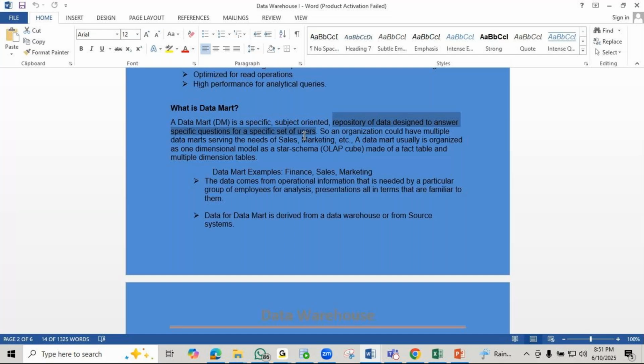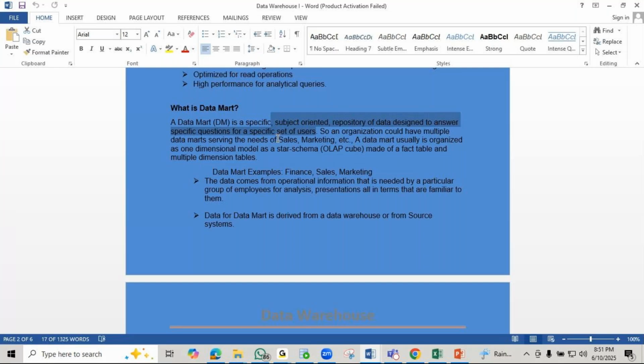So what do you mean by data mart? A data mart is nothing but a subject-oriented repository of data which is designed to answer a very specific question for a very specific set of users. Now imagine, at the end of the day, what all the teams have to do. Guys, at the end of the day, both teams have to load the data into a single place.